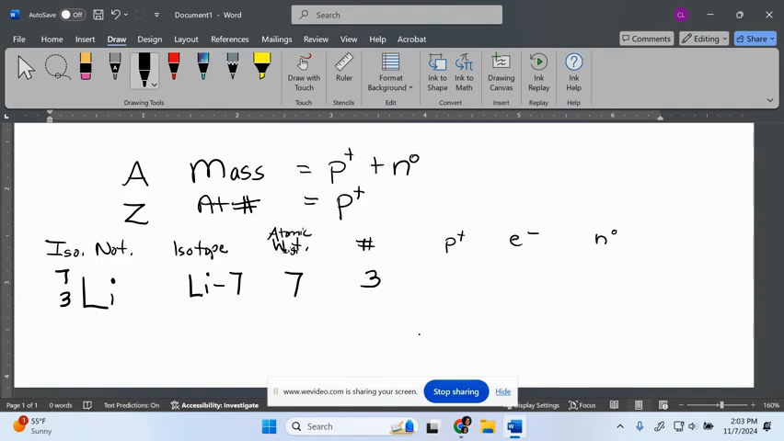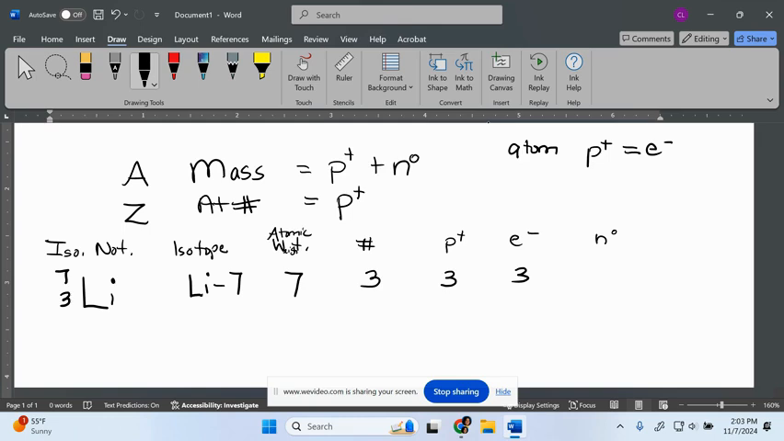3. That's this number right here. That is your atomic number, which is also the number of protons. Now, in an atom, which these were, our protons will equal our electrons because it is neutral. We have the same number of positive charges as we have negative. So this will also be a 3.